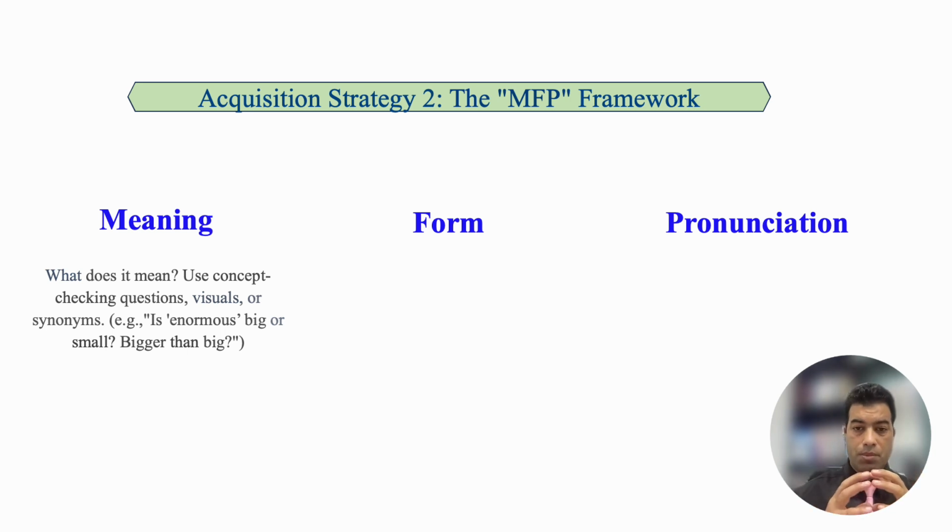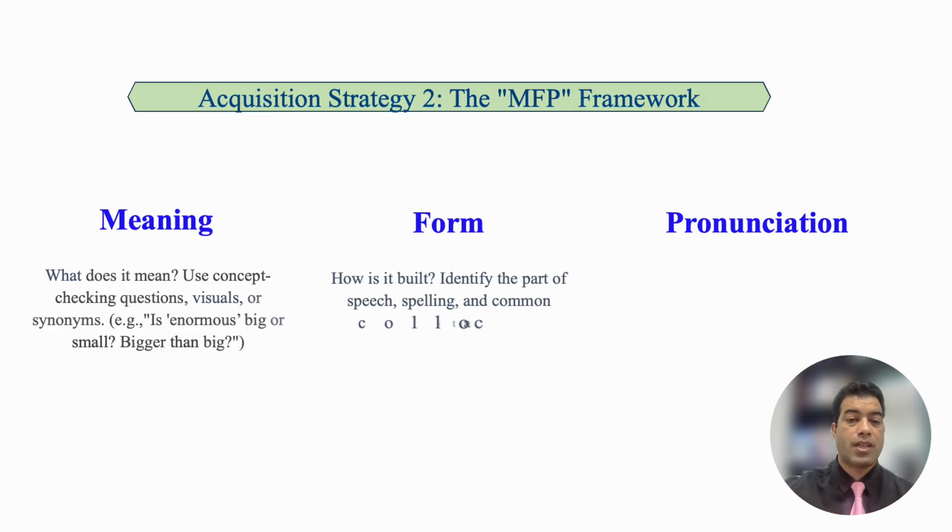To check the meaning we use concept check questions. But first of all, convey the meaning to the students, what something is. For example, I say this one is a pencil, so how can I make my students understand it? So first of all, concept check questions about the meaning. Then form, for example, how it is built, identify the part of speech, spelling, and common collocation, write with a pencil, not write on a pencil, with a pencil, so collocation.